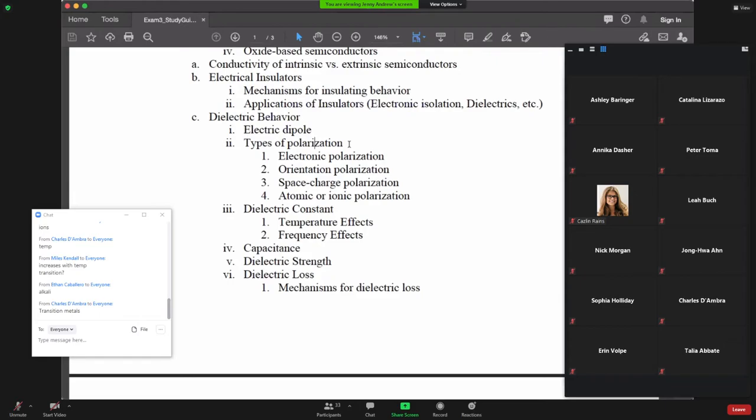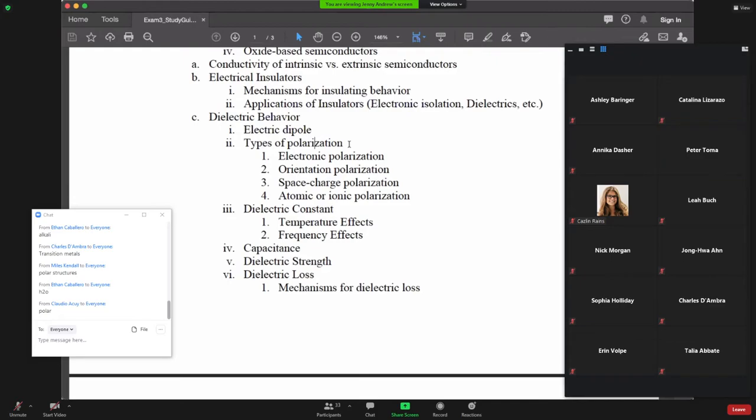So if I give you this first polarization, electronic, what kinds of materials will we find electronic polarization in? Like all. Exactly. What about orientation polarization? Orientation polarization, probably substances that already have a dipole, like water has an intrinsic dipole, so orientation polarization would flip the poles so they'd be all in sync instead of being randomly aligned.